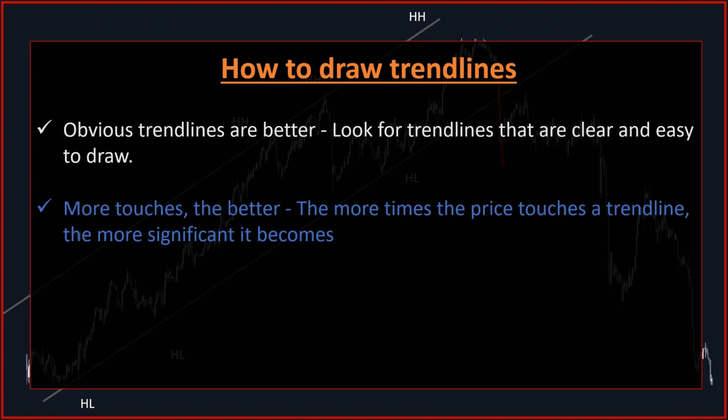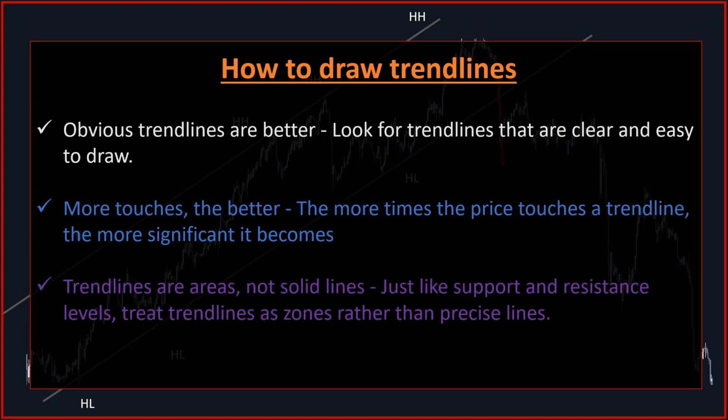More touches, the better. The more times the price touches a trend line, the more significant it becomes. But let's be real. Just because a trend line held 5 times doesn't mean it will hold the 6th. Trend lines aren't invincible shields. They're more like helpful guides. Trend lines are areas, not solid lines. Just like support and resistance levels, treat trend lines as zones rather than precise lines. The price might respect the trend line perfectly sometimes, but other times it will hover slightly above or below it.